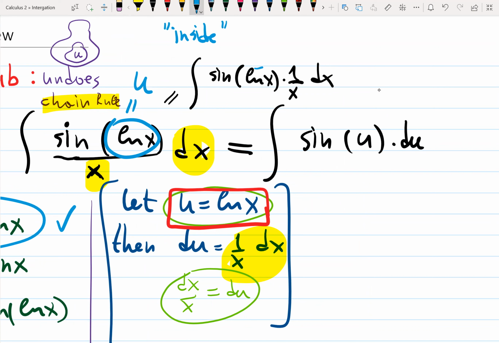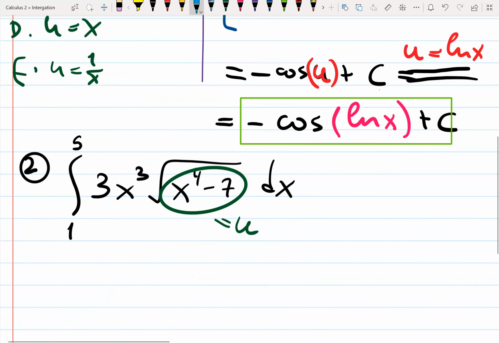Then I saw, if I choose ln x to be u, this whole piece is du. The derivative of ln x is 1 over x. That's going to work out as sine u du. So the idea: one piece should look like the derivative of another piece.